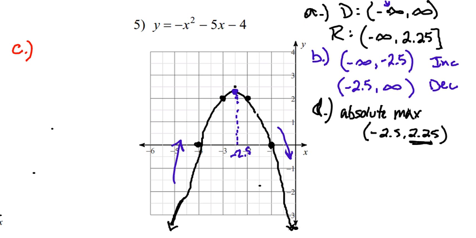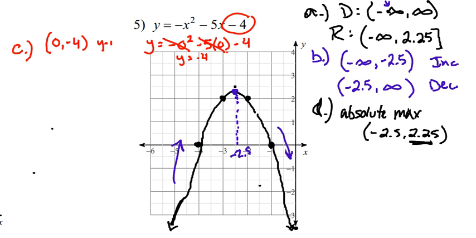C asks about the x and y intercepts. Now, the last time we saw that the y-intercept is pretty easy to find. If your function is written in standard form, it's quite literally just the last number. It is the y value when x is 0. So if I plug in zeros, 0 squared is 0, minus 5 times 0, which is 0, so y equals negative 4. 0, negative 4. That's the y-intercept for this function.